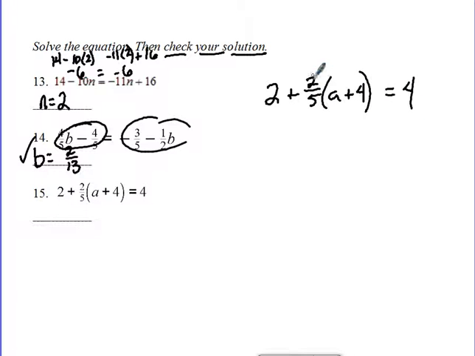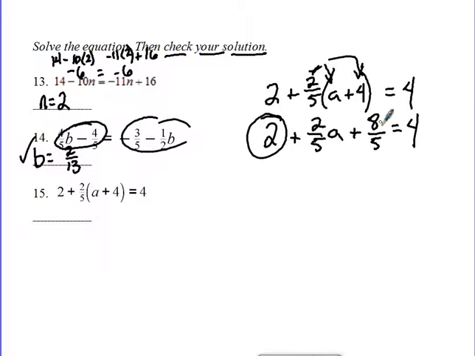And we're going to use the distributive property to simplify before we do anything else. We'll have 2 plus 2/5 a plus 2/5 times 4, which is 2 times 4, which is 8 over 5, 8/5 equals 4. Well, we have to combine like terms. We have 2 and we have 8/5. Many students like to convert 8/5 to its mixed number form, and 8/5 would be 1 and 3/5. So we have 2 plus 1, which is 3, and 3/5.